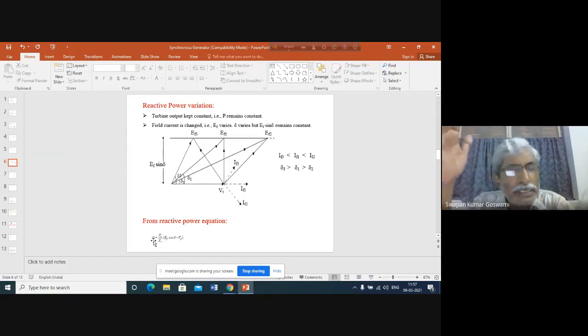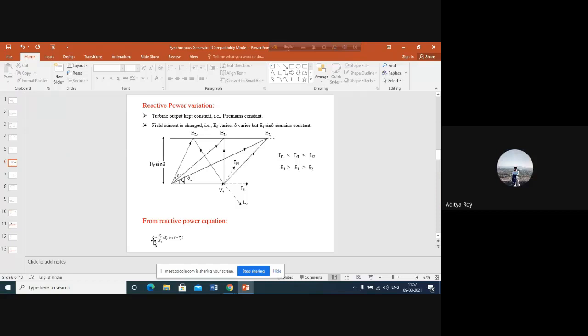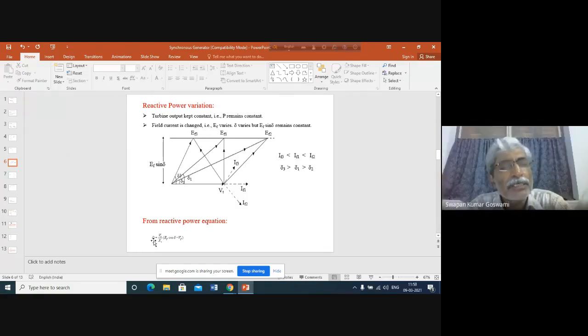So with increasing field current, armature current is also increasing. And as the armature current is increasing, what will happen? Armature reaction also will increase, because phi A will also increase. Am I clear? Yes, sir. Phi A is also increasing as a result of increasing IA, and IA is increasing because EF is increasing.